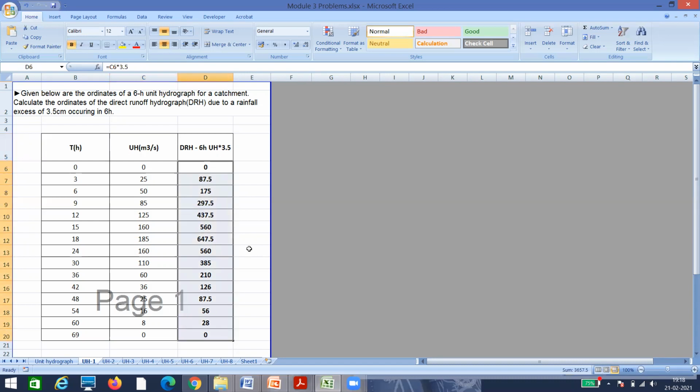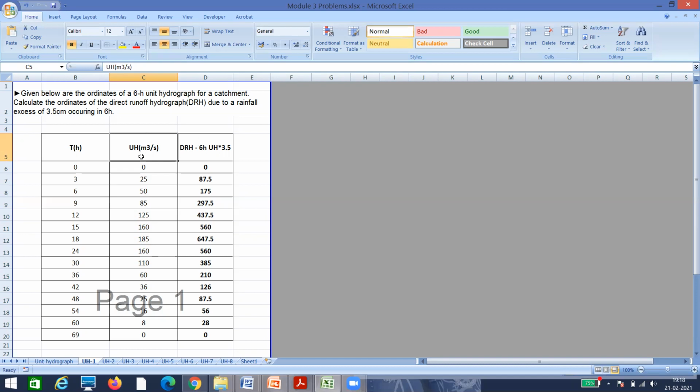Now in this case, it is important that the rainfall excess also happens in the same hour duration. When I say 6 hour unit hydrograph, 1 centimeter or millimeter of rainfall excess has happened for 6 hours. So when I'm finding my direct runoff hydrograph, that time period of the rainfall excess or effective rainfall also should be 6 hours. Otherwise, you can't do it directly. There is some other method.